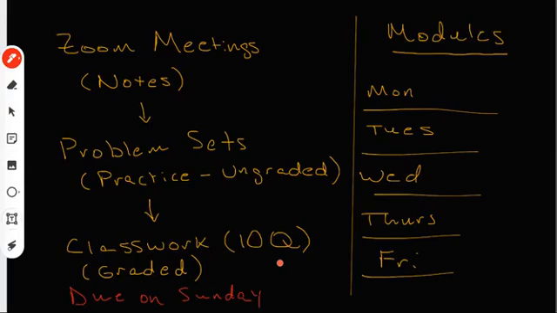Now, since this is first block, we're always going to be meeting on Mondays and Wednesdays at 8:30 a.m. That is not going to change. That's always going to remain constant. We're always going to be meeting at 8:30 a.m. Okay?